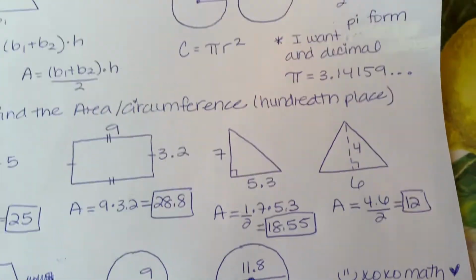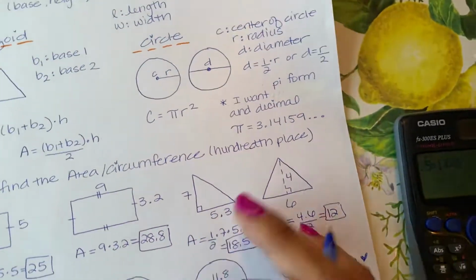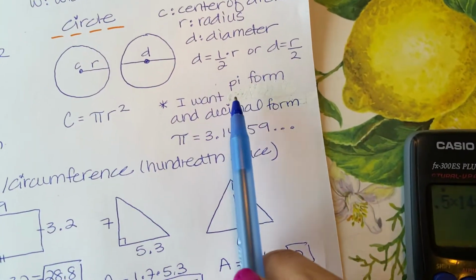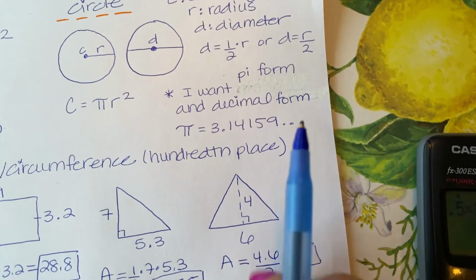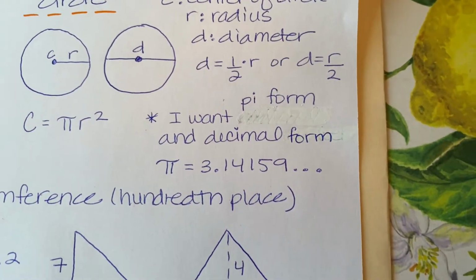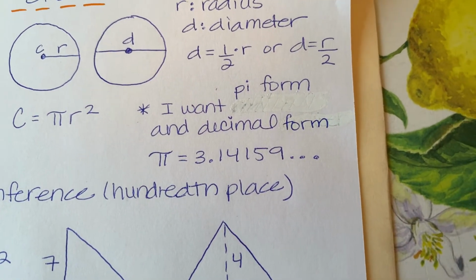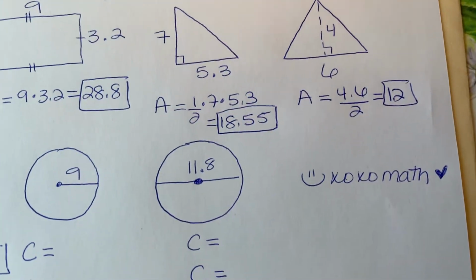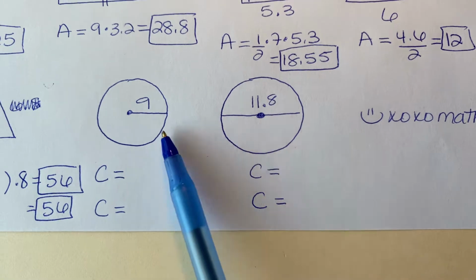Okay. I want the pi form and the decimal form. We had just finished trig. So I seriously wrote radical answer and the decimal answer. So after I went back, I'm like, hello, I'm not doing trig anymore. Pi. Okay. So we're going to do the pi form.